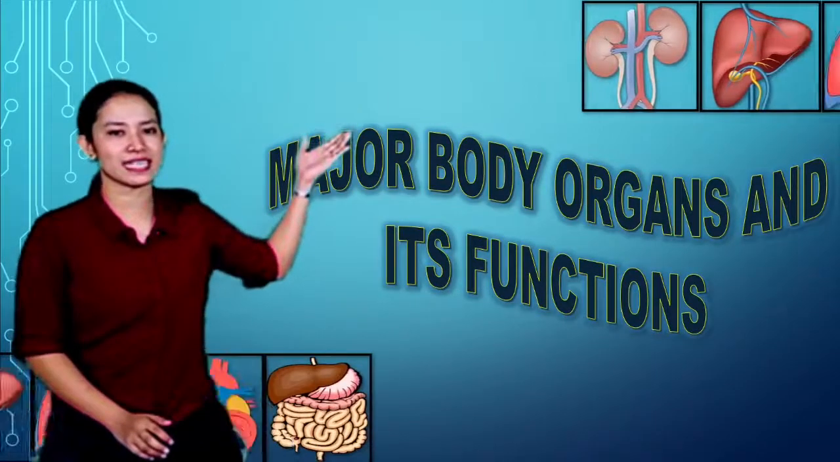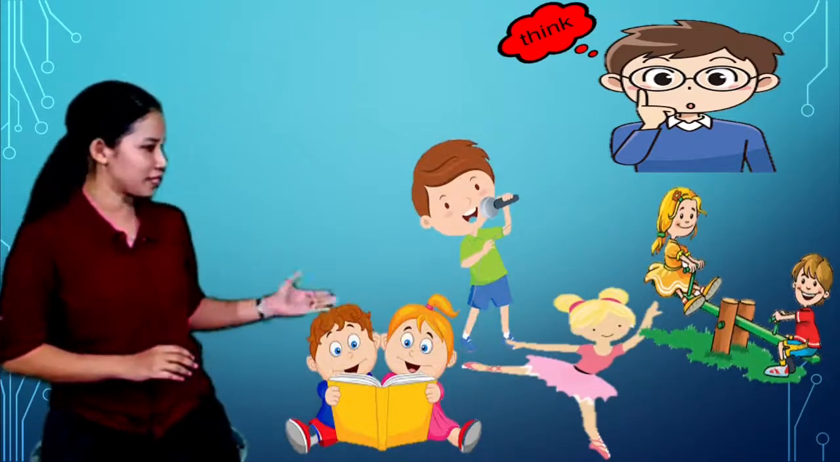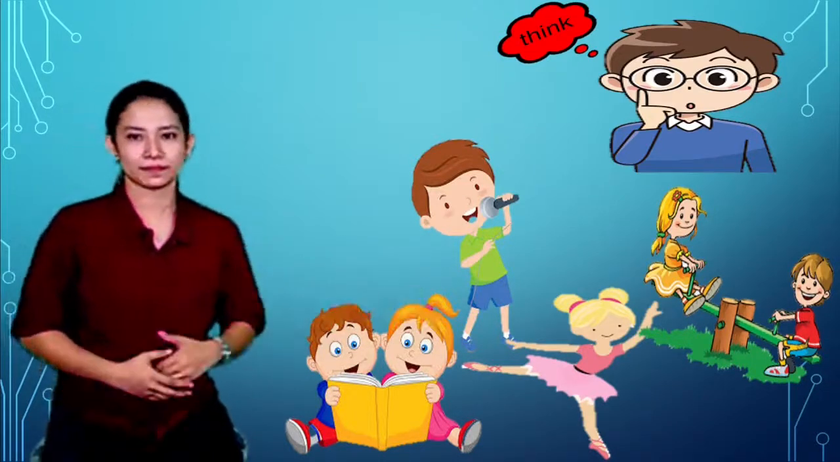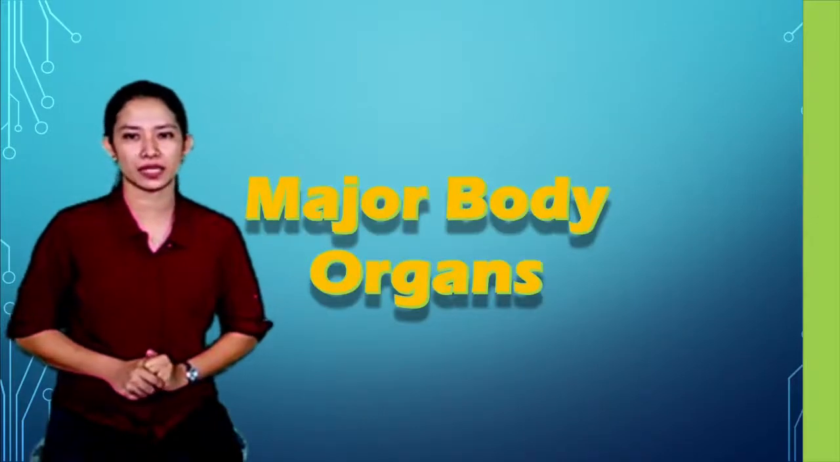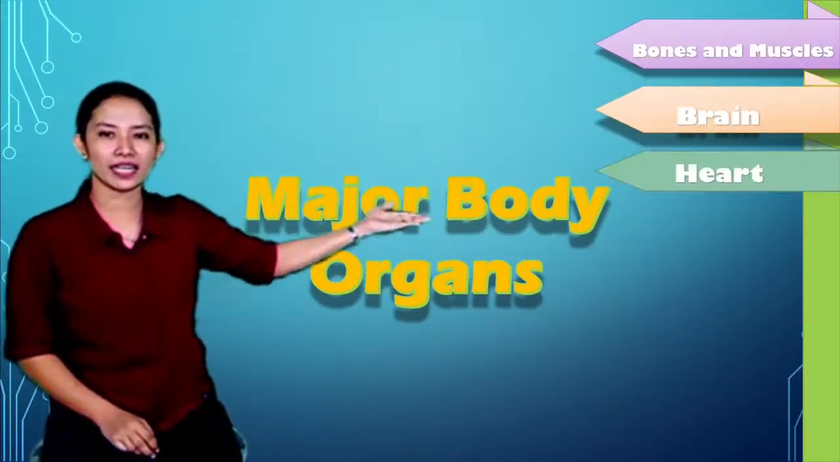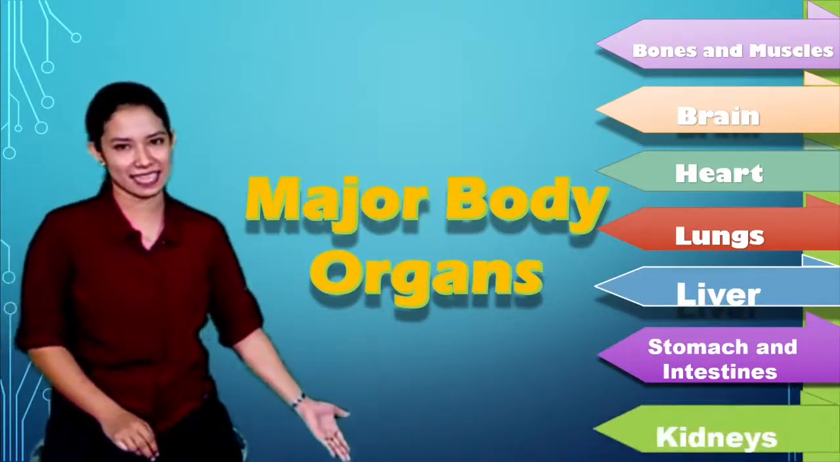Our topic is all about major body organs and their actions. Have you ever wondered how you're able to do some tasks easily? There are some major body organs which are vital for your existence and carry out daily activities like reading books, singing, dancing, and playing. The major organs of our body include our bones and muscles, brain, heart, lungs, liver, stomach and intestines, and the kidneys.